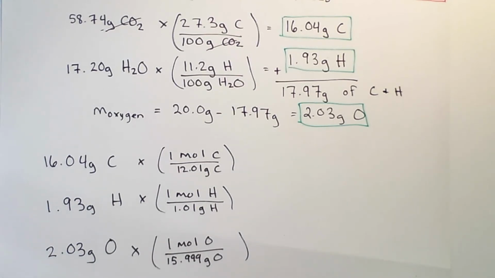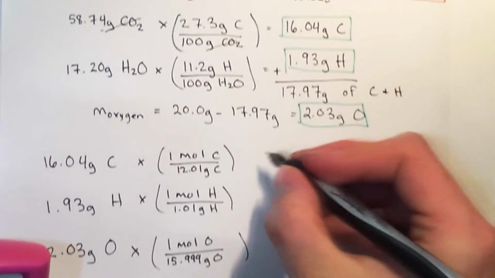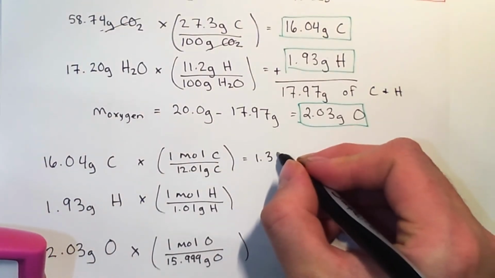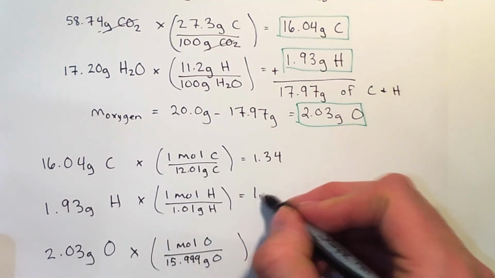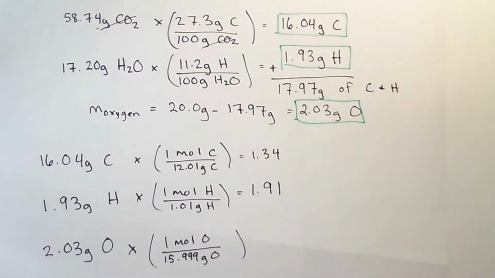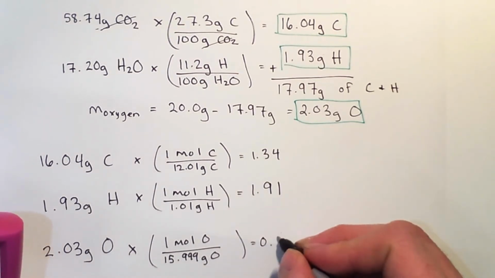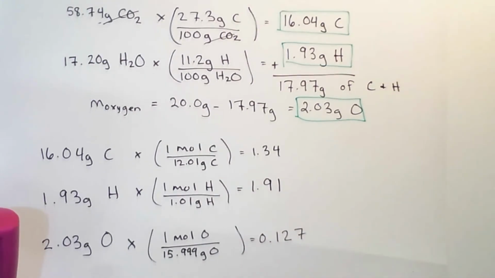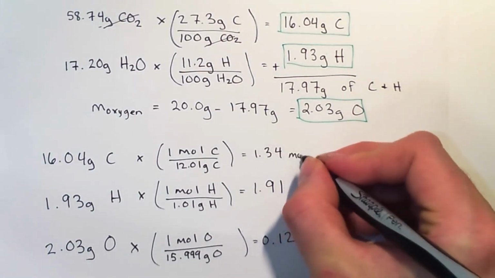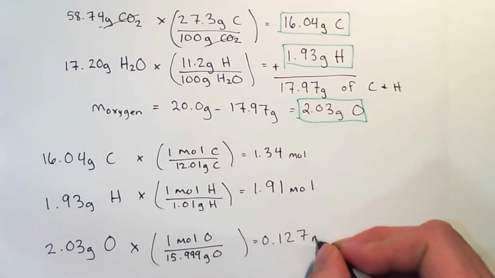So 16.04 divided by 12.01 equals 1.34. I'm going to round a little bit. 1.93 divided by 1.01 is 1.91, and 2.03 divided by 15.999 equals 0.127. And take an extra decimal place there. And these are moles.